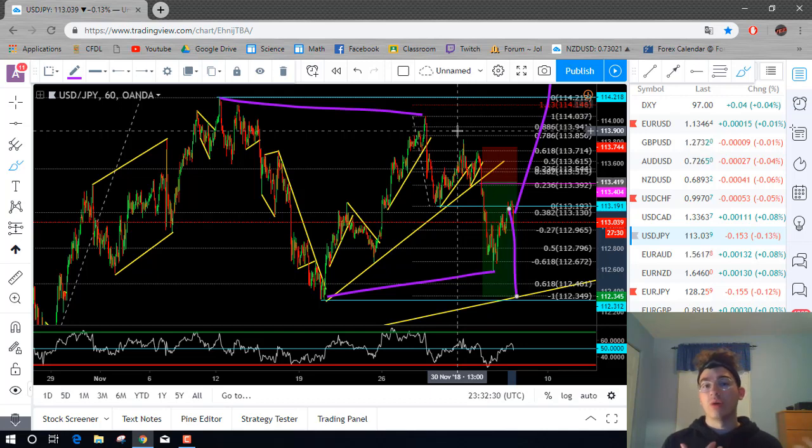So we saw the overall view of the market. We saw my entry, my stop, my target, the reason why I took the trade, and also the reasons why I closed the trade. So that was the trade breakdown for the USDM trade.